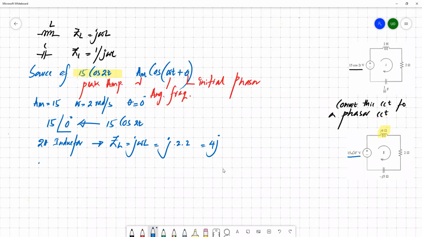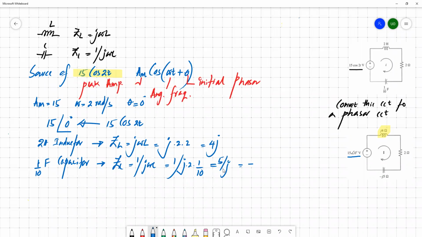So we have a 1/10 farad capacitor. The impedance of the capacitor is 1/jωC. Here ω equals 2 and C is 1/10, so this is like 5/j. Or else you can bring this j component to the numerator, so then it becomes minus 5j.